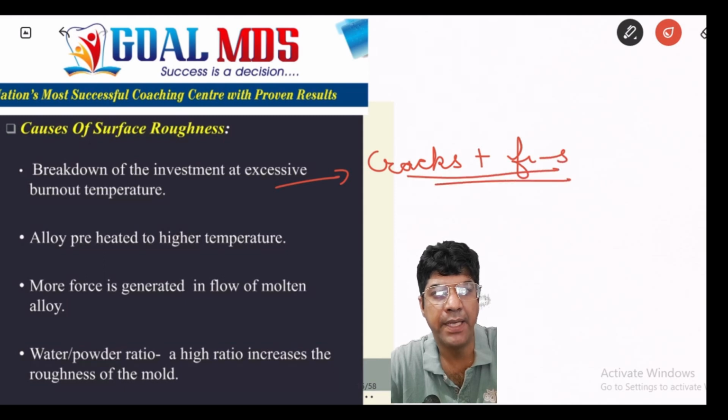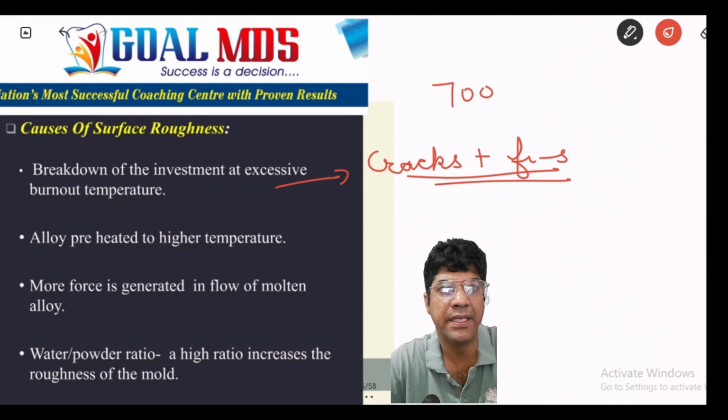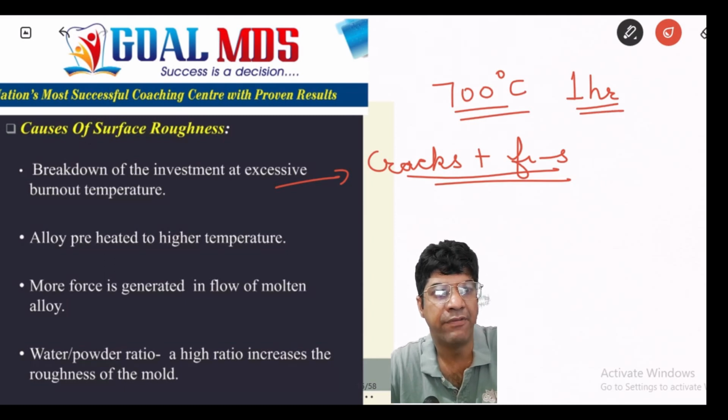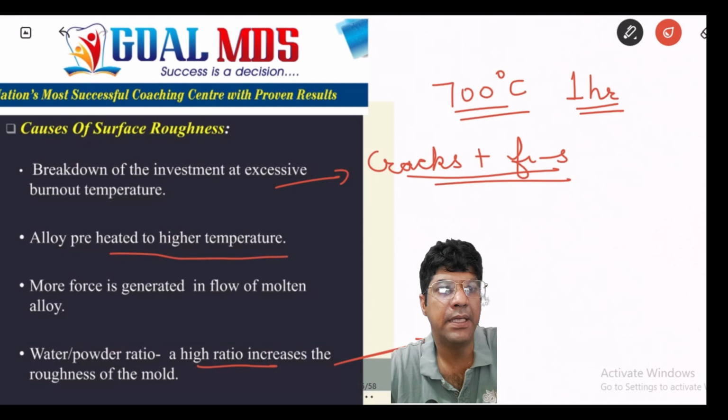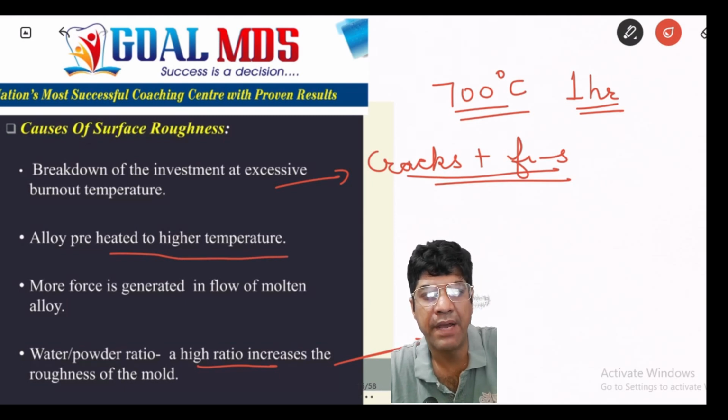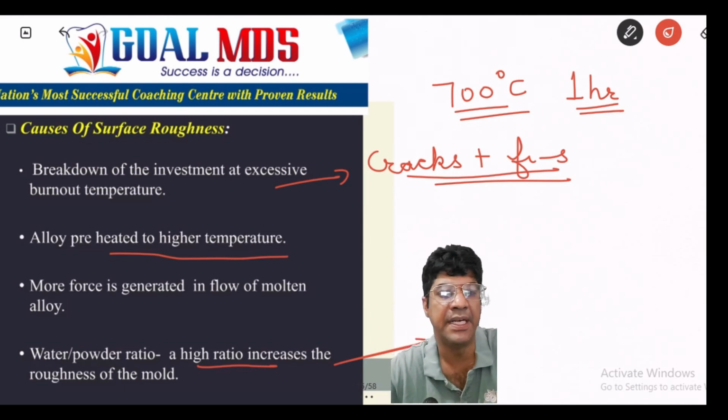It can be avoided by heating the ring to 700 degrees Celsius over at least 1 hour. That would prevent the cracking. Second is the water powder ratio. A higher water to powder ratio and large particle size of investment can lead to a rougher casting. Prolonged heating can cause the mold cavity to disintegrate, so it can be avoided by completing the casting process as soon as the ring is heated and ready.